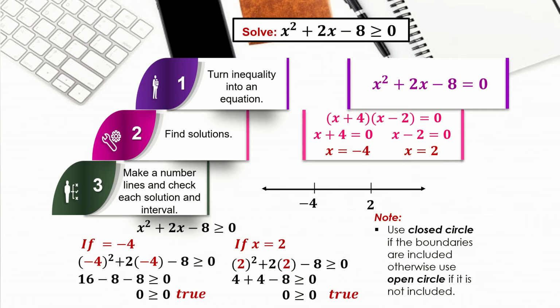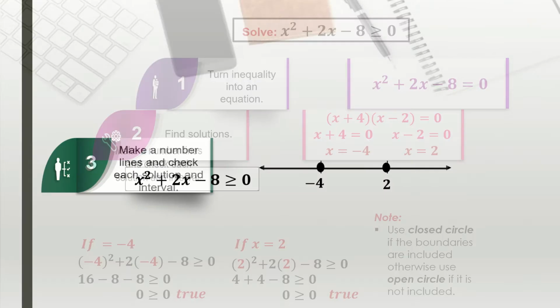Note that we will use a closed circle if the boundaries are included or if that is true in the given equation. Otherwise, open circle if that is not included or if it is false in the given equation. Since the negative 4 and positive 2 are both true, we will use a closed circle.